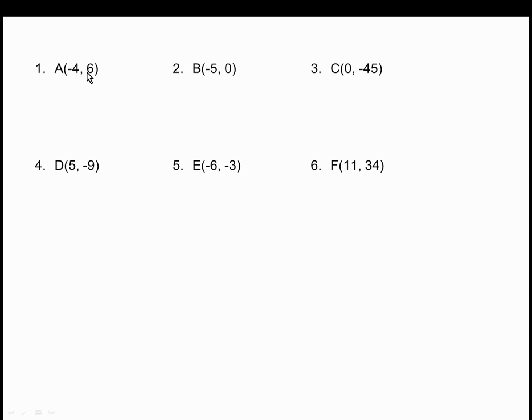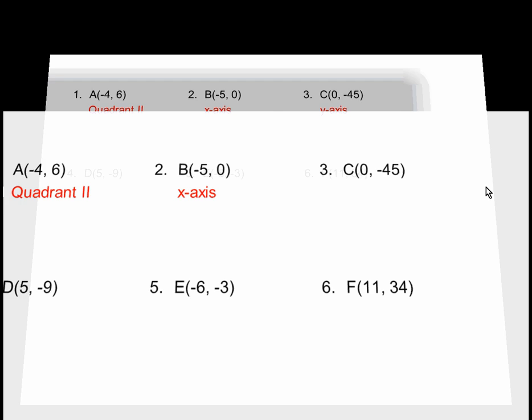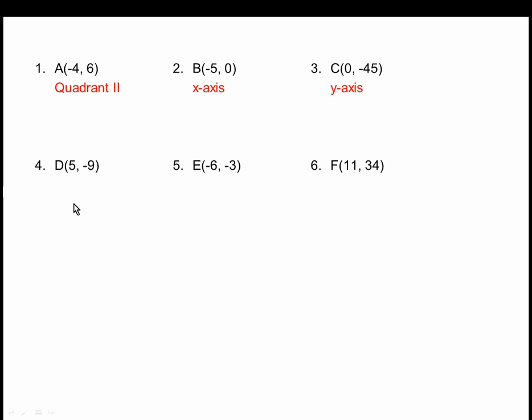So if I'm looking at the point negative 4, 6, from the origin, imagine the origin being here, left 4, up 6. We're in quadrant 2. The point negative 5, 0. Again, start at the origin, move left 5. We've stayed on the x-axis. 0, negative 45. Again, start at the origin, go down 45. You're on the y-axis. The point 5, negative 9. Again, start at the origin, go right 5, down 9. You're in quadrant 4.